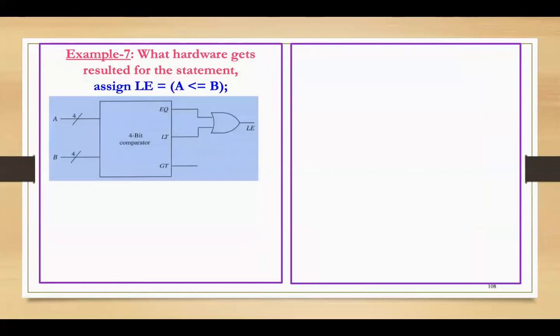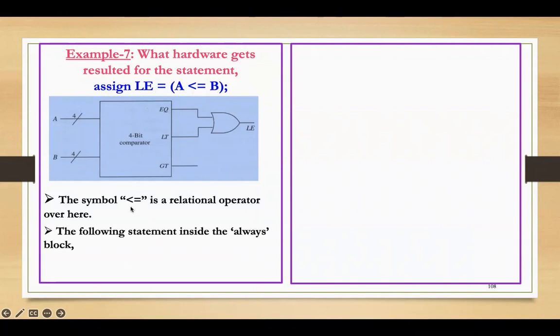So logical element: what hardware results for this type of statement where A is assigned to B? When I say A is less than or equal to B, it means equal to or less than, because we have two operators here. So either this or this, so I have to use an OR gate. If you try to synthesize this, this is what you're going to get with your comparator. As we all know, less than or equal to is a relational operator, and this will come inside the always block.